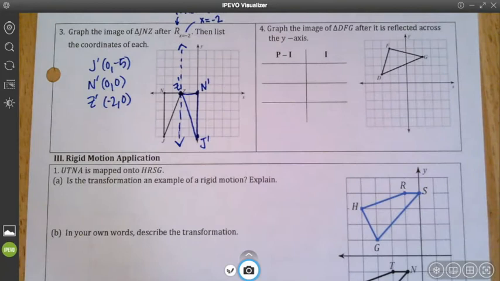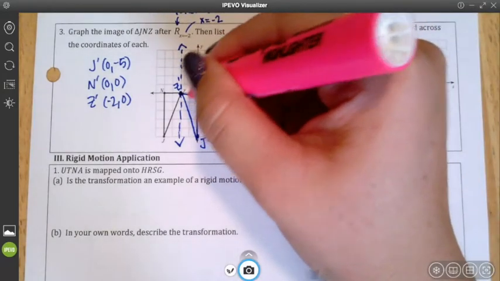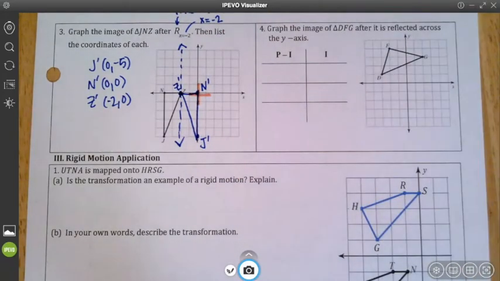Sometimes if you have too many lines, it's hard to see where your origin is. It might be just nice to mark your axes with a different color so you can see where your origin is. That's where you're counting from for your coordinates.